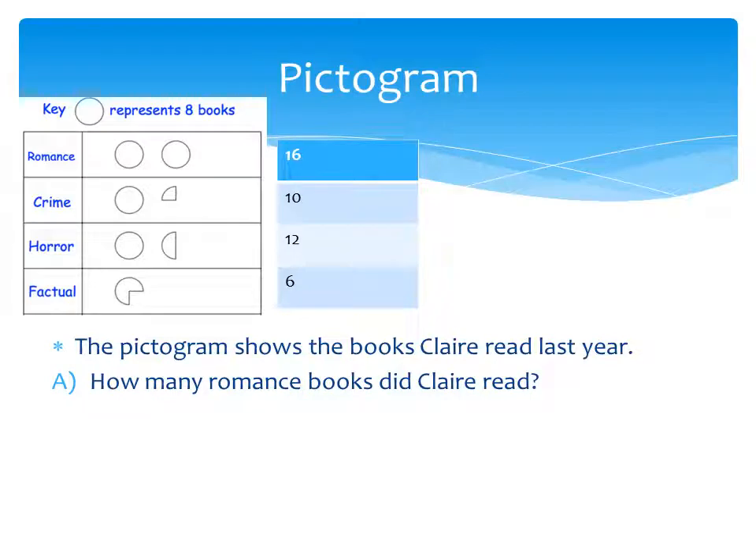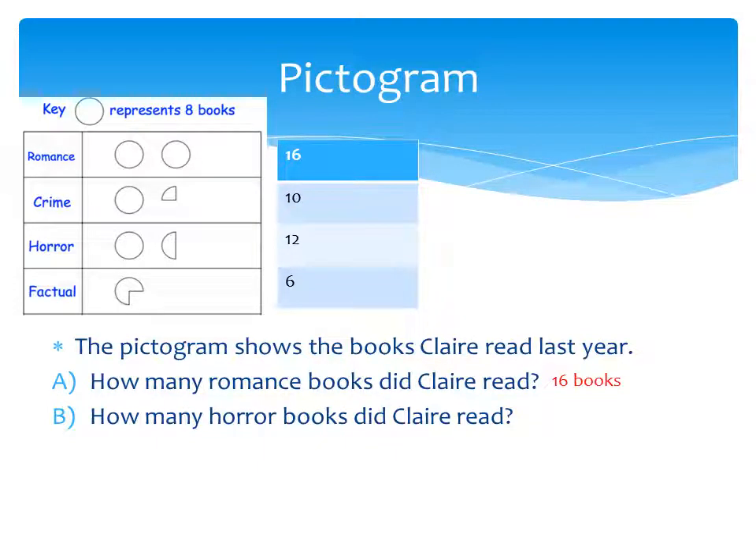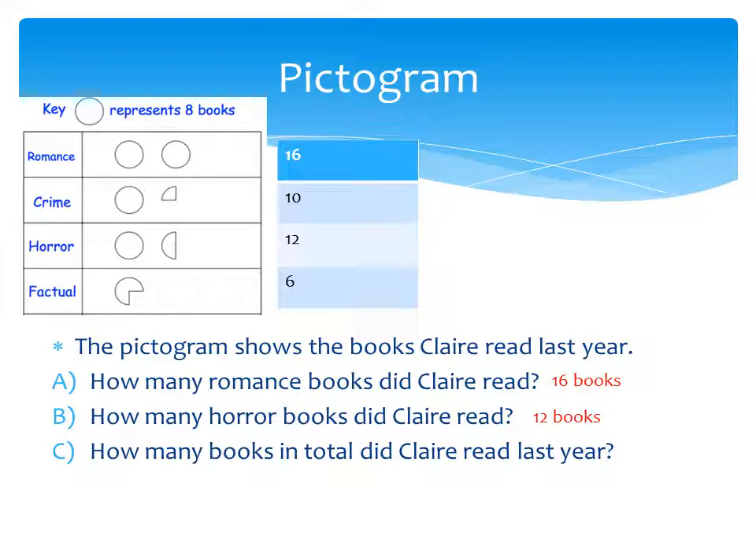How many romance books did Claire read? It's easy, we can write it directly: 16. How many horror books did Claire read? Also, it's 12. How many books in total did Claire read last year? So we will add all the numbers and the answer is 44 books.